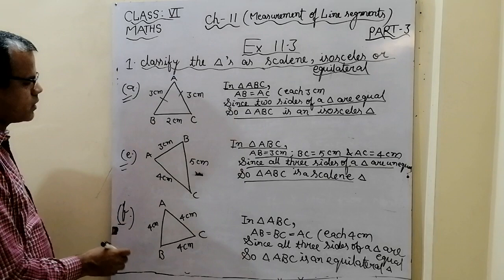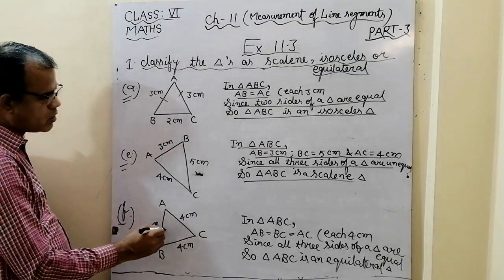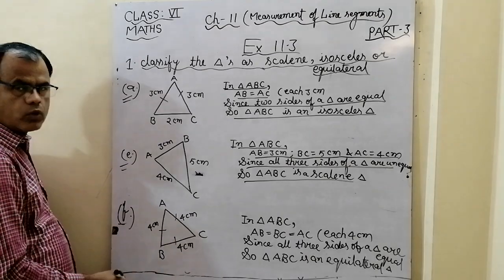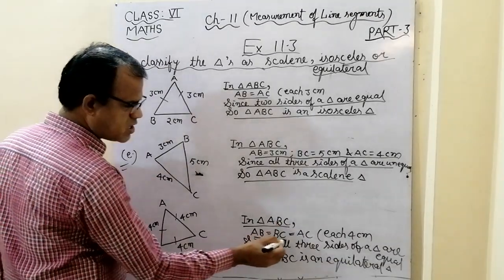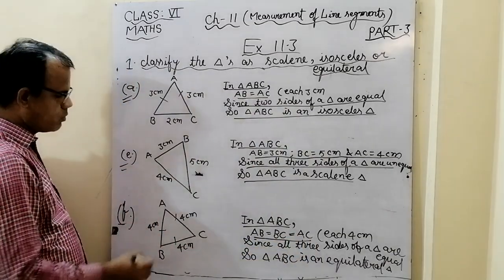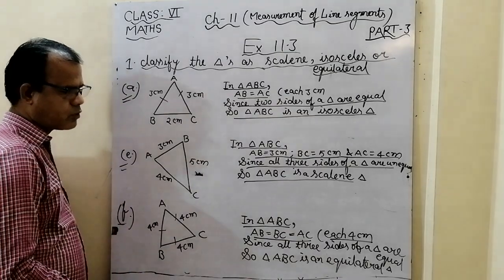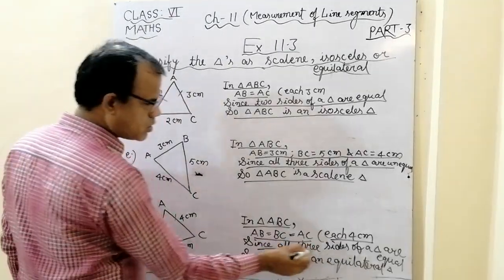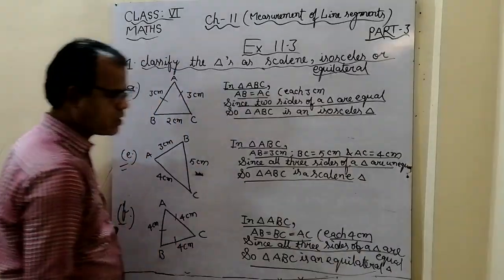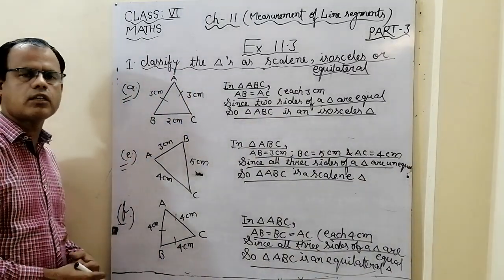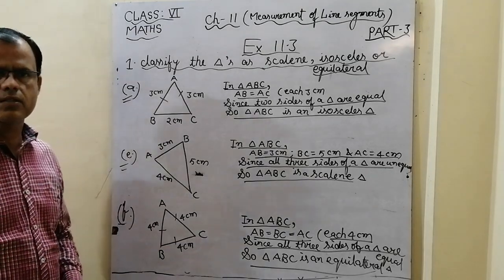Next F part. Here you see ABC is a triangle in which all three sides are equal in length. So in triangle ABC, AB equal to BC equal to AC. Why? Because each of the three sides is of length 4 centimeter. Since all three sides of a triangle are equal, so triangle ABC is an equilateral triangle, and you have to solve the remaining part as a class practice.